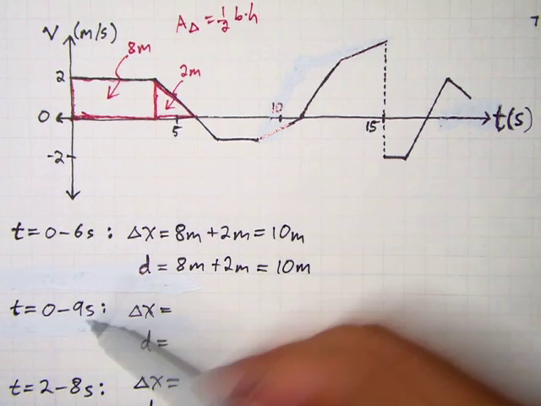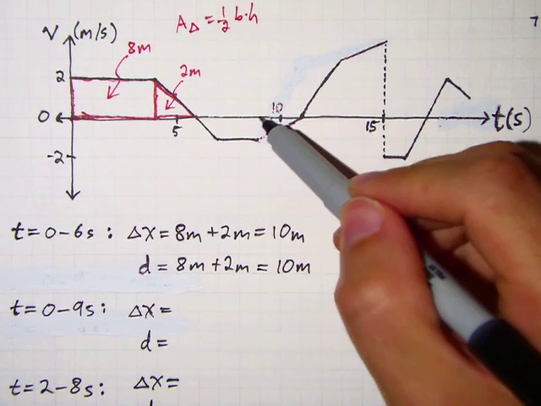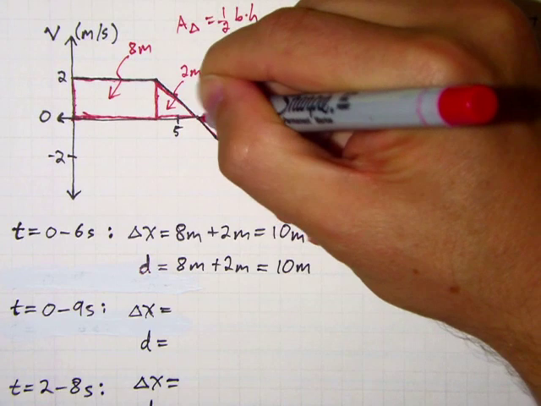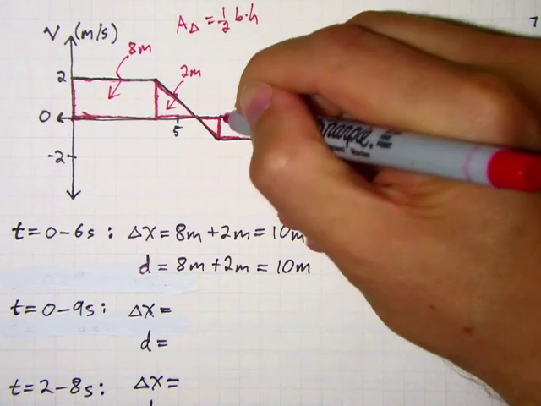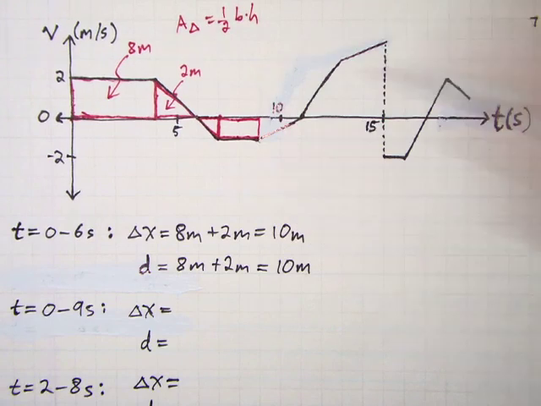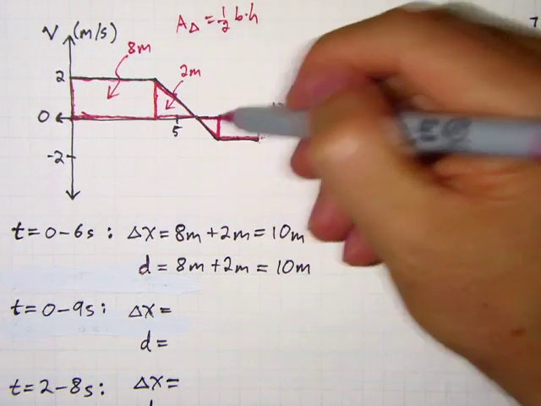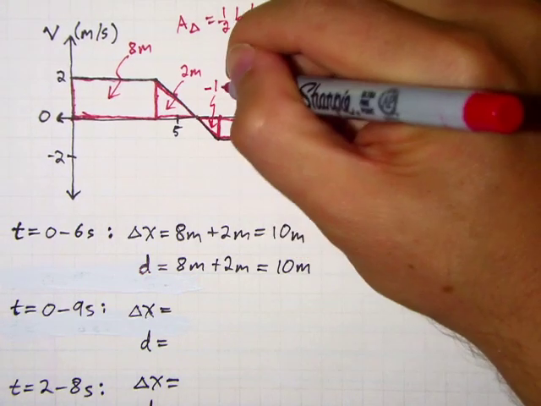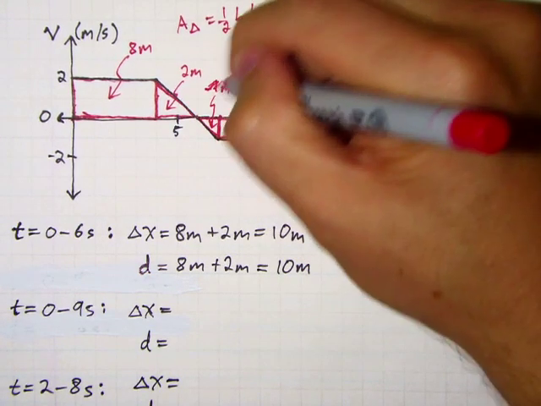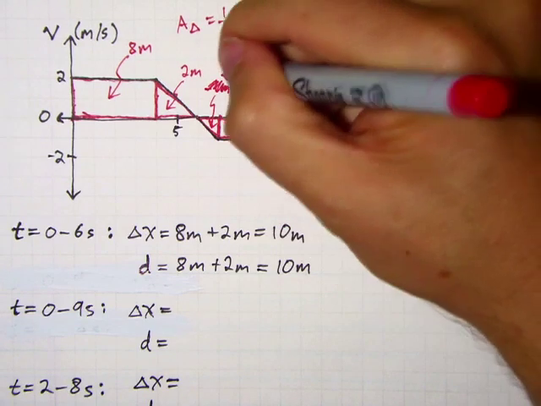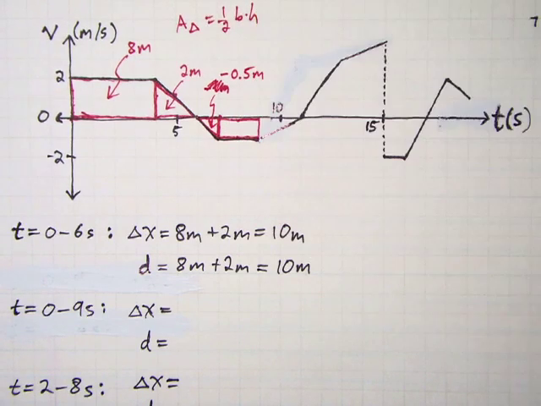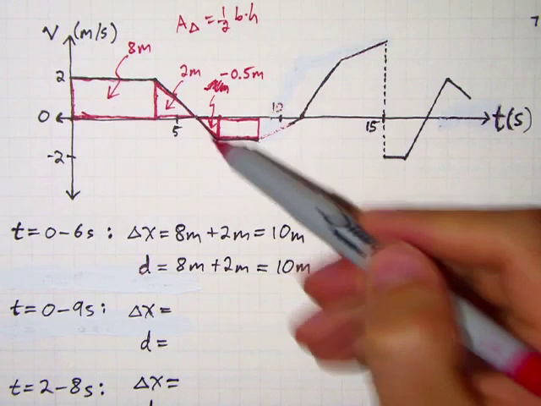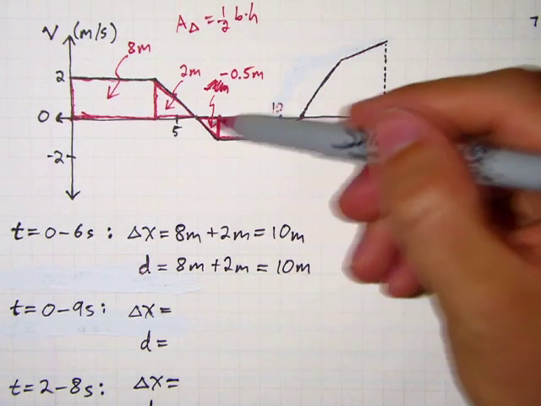Okay, what about from 0 to 9 seconds? From here all the way out to here. Well, we already know these two areas. We'll also need the area of that little triangle there and the area of this rectangle right there. Well, this is 1 times 1 divided by 2 because it's a triangle. Oh, no, 1 times 1 divided by 2 is 1/2. So that's -0.5 meters right there. Negative because it's below the 0 axis. It's a negative velocity. The object was moving in the negative x direction during this time.